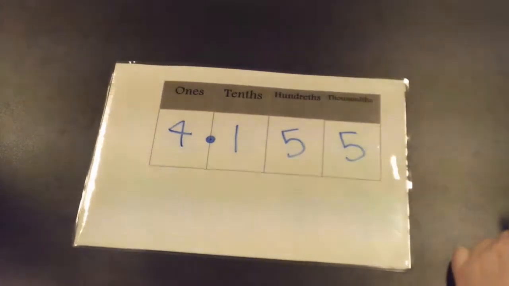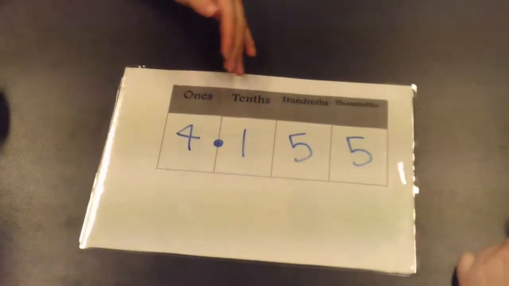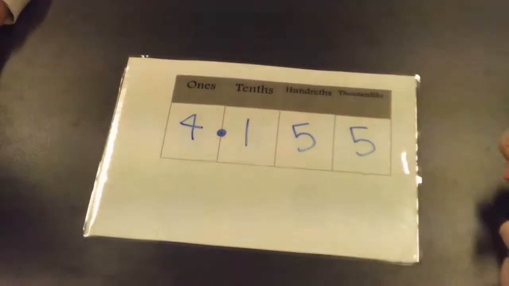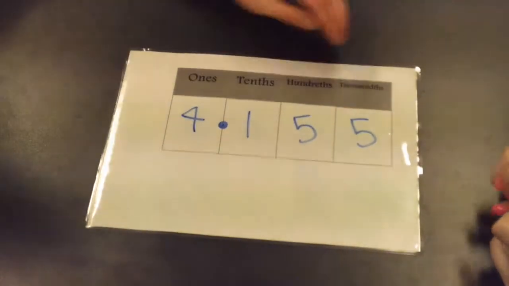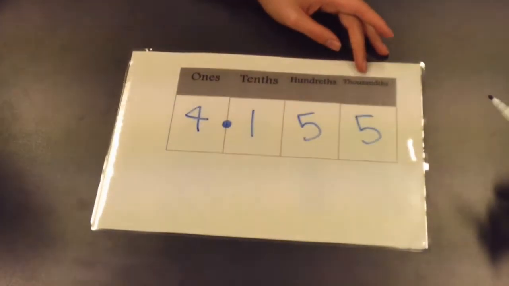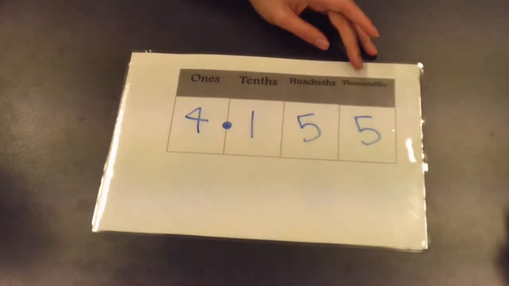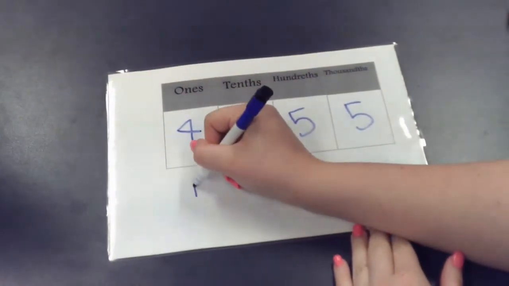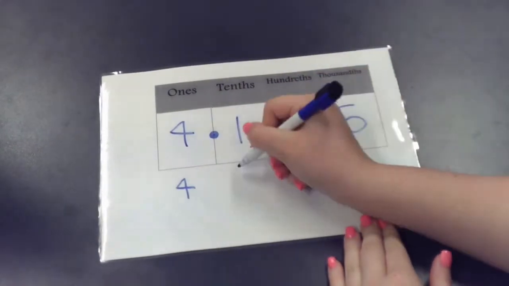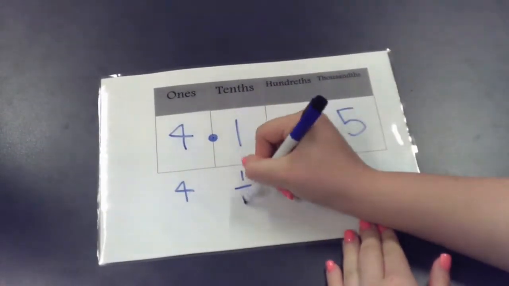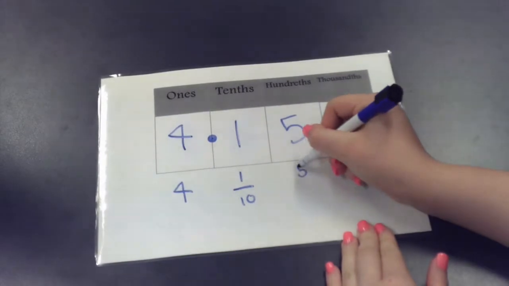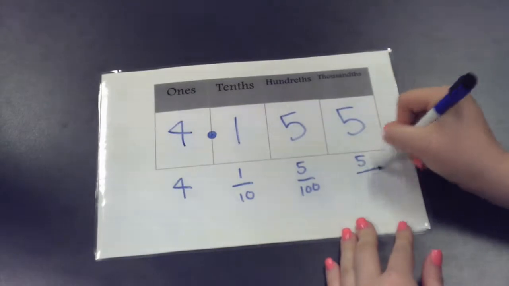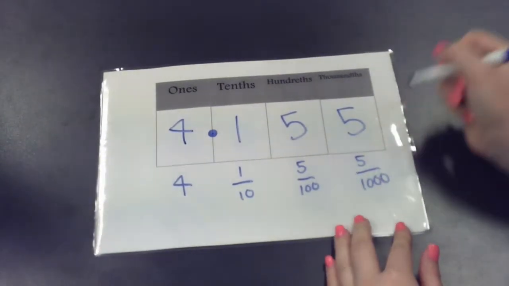So now I'd like you to show me each decimal place as a fraction, like I showed you at the beginning, and now that you have the thousandths knowledge, I want you to show me how it would look as a fraction. Okay. So starting at the 4 ones. 4, 1 over 10, 5 over 100, and 5 over 1,000.